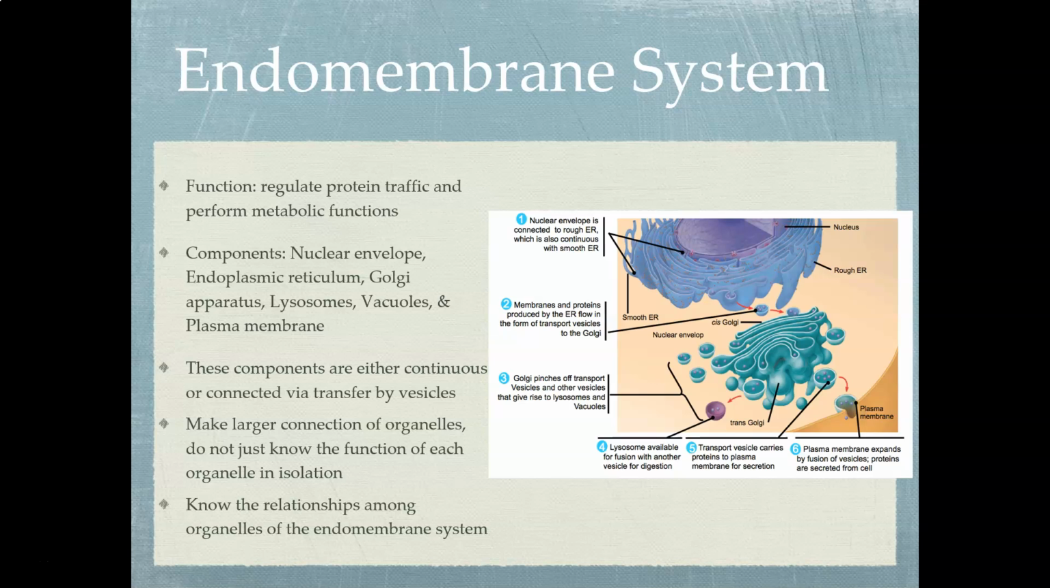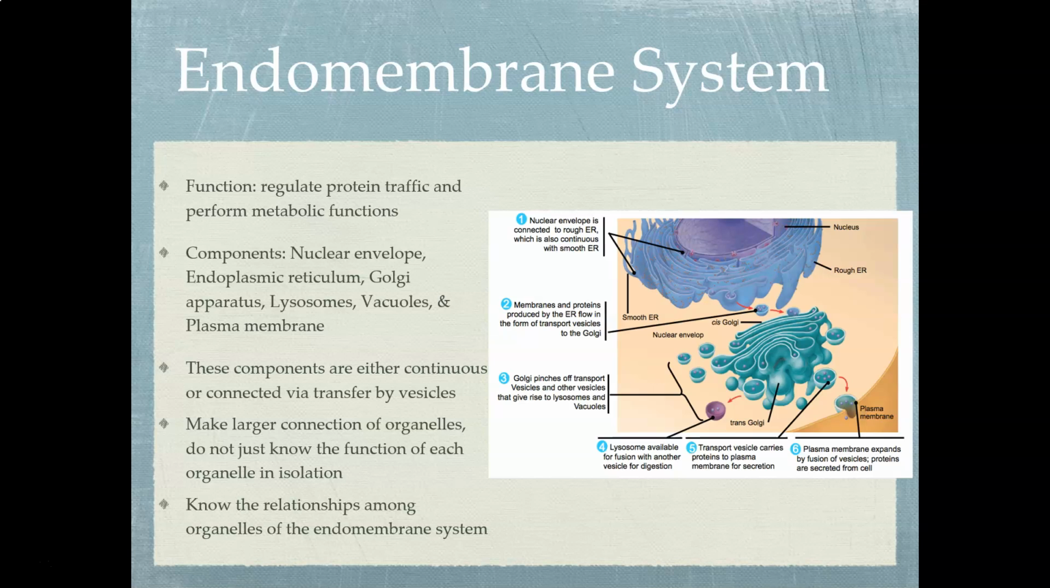So when we look at the endomembrane system, the job of the system as a whole is to regulate protein traffic and perform certain metabolic functions. So when we look at the components, we're going to talk about your nucleus and the nuclear envelope, your endoplasmic reticulum, your Golgi apparatus, lysosomes, vacuoles, and the plasma membrane. These are all sort of a major flow of processes in your cells when we go from one organelle to the next in the system.